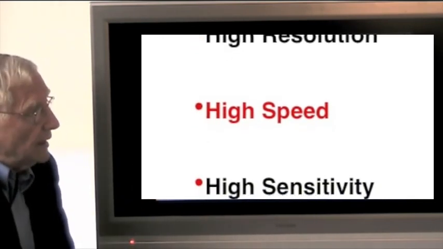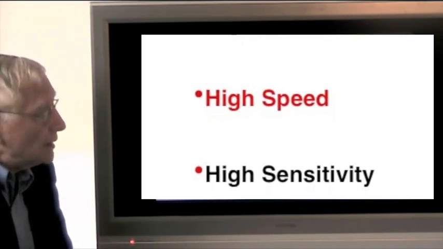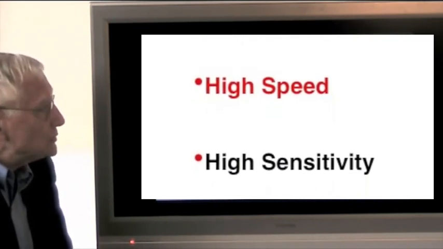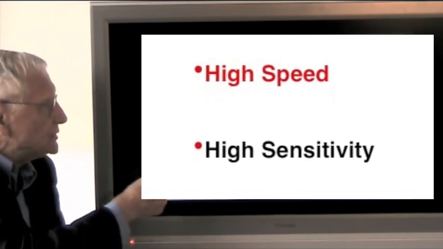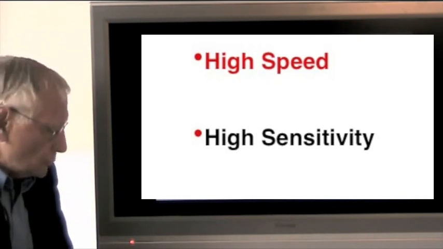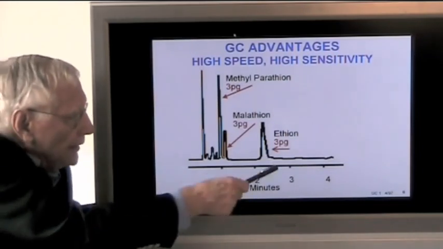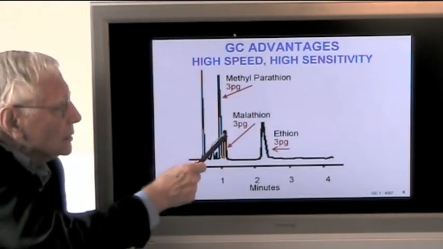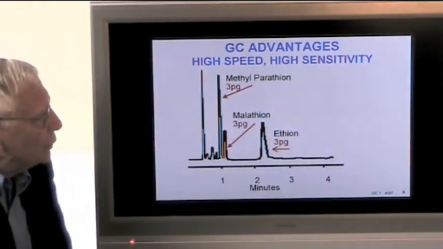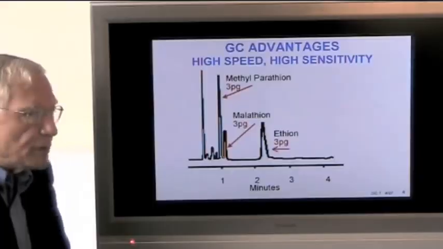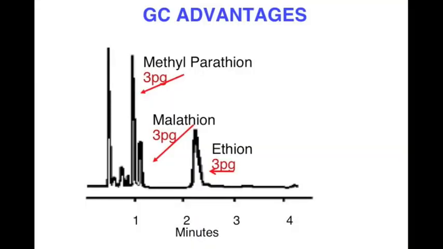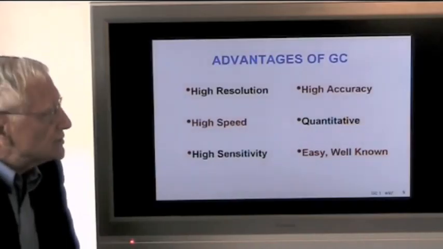High speed analysis in a matter of minutes are routine, and in the last few years, analyses in a matter of a few seconds are also possible. With high sensitivity, we see both rapid analysis as well as high sensitivity. Here, for example, is a 2.5-minute separation of 3 common pesticides: methylparathion, malathion, and ethion at the picogram levels. Picogram, 10 to the minus 12 grams, means these are parts per billion. So this is a very good example of both a high speed as well as a very sensitive detection.